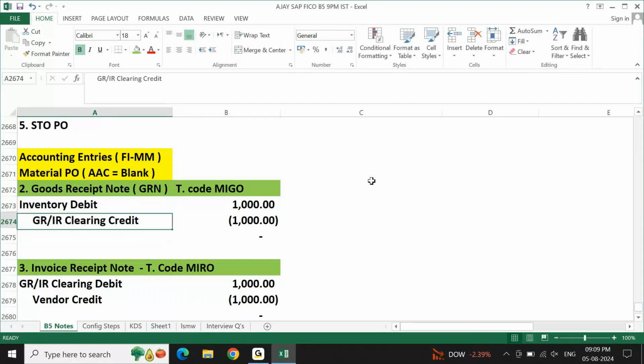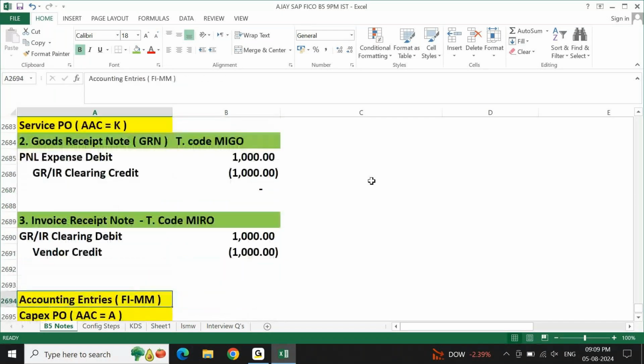Point number 1, material PO. Point number 2, service PO. Point number 3, CapEx PO. You are blindly telling inventory account debit, GRIR account credit. You are not putting any heading, you are not putting any disclaimer stating that in case of a material purchase order, the accounting entry for FI-MM integration will be inventory account debit, GRIR account credit. We are not clear in our explanation.